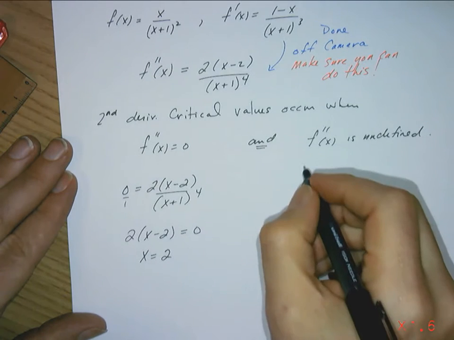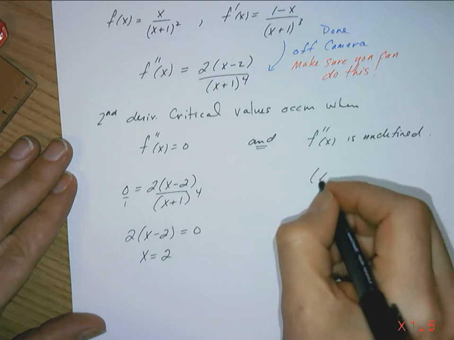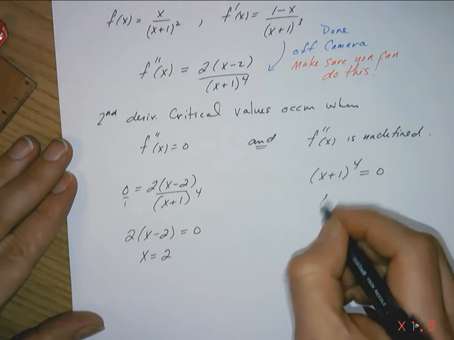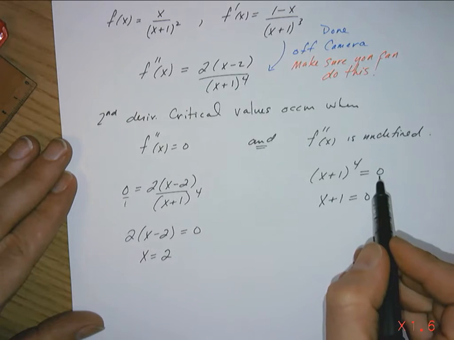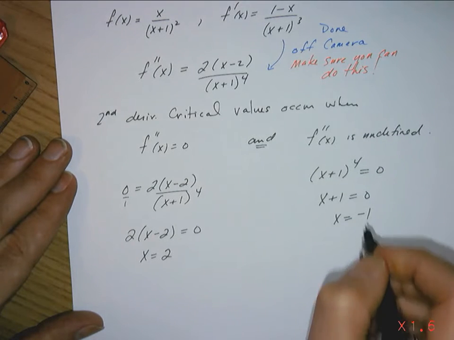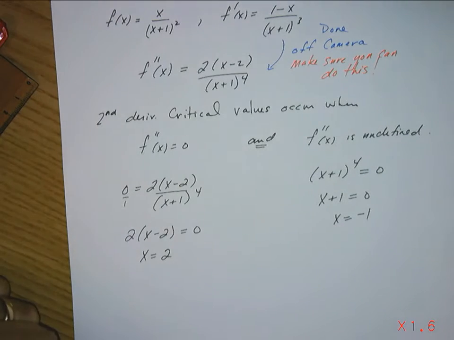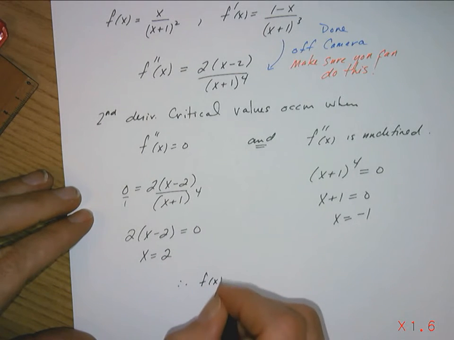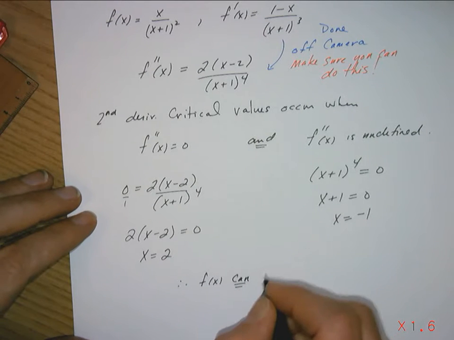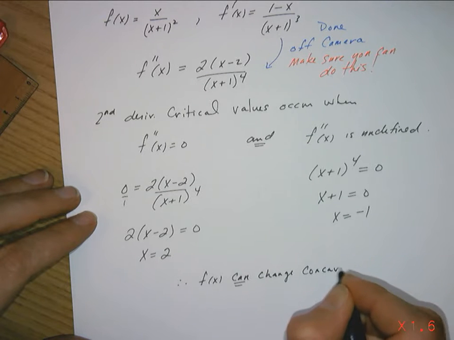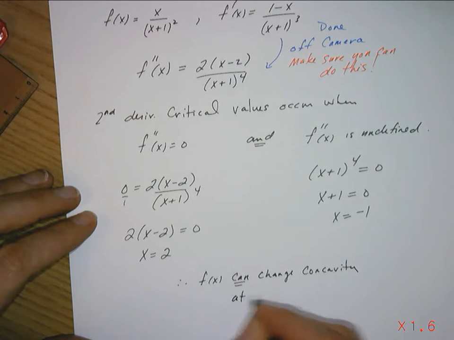This one is undefined when (x plus 1) to the 4 equals 0. Take the fourth root of both sides. Luckily for us, the fourth root of 0 is 0. Hey, I remember that. That's part of the vertical asymptote from the beginning. So that makes sense. Therefore, f of x can, not that it will, can change concavity at x equals -1 and x equals 2.